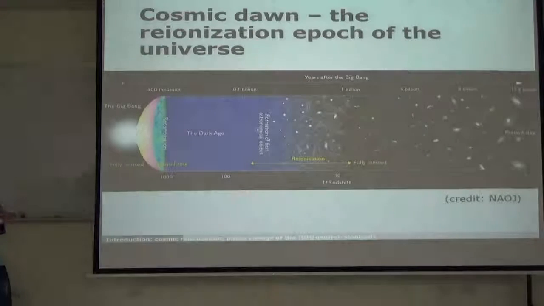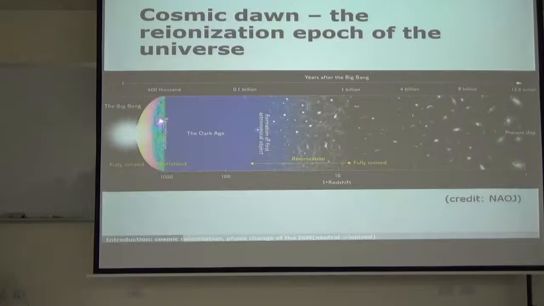After recombination, the universe was mostly composed of neutral hydrogen. It was not until the first stars or the first galaxies started to shine that those ultraviolet lights could travel around without being so strongly absorbed by the neutral hydrogen. So we are interested in when this reionization process started, how the neutral hydrogen gradually became ionized, and also when reionization came to an end.